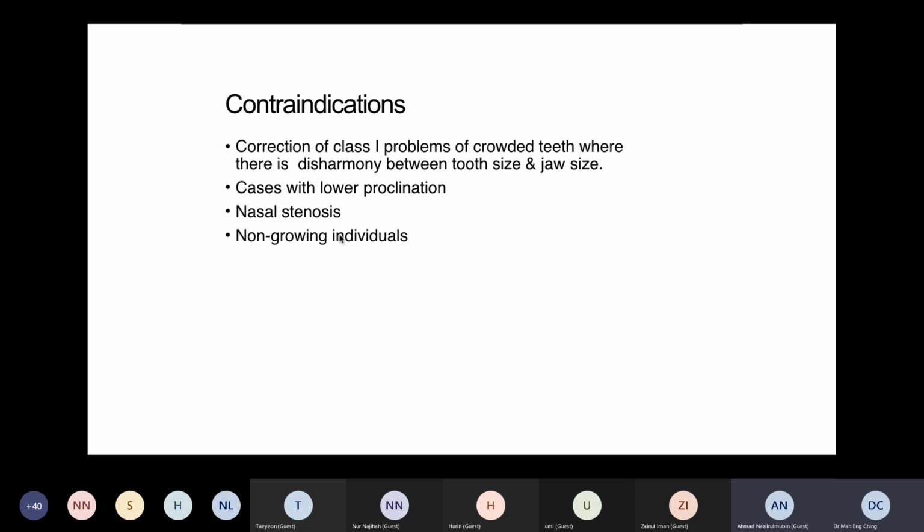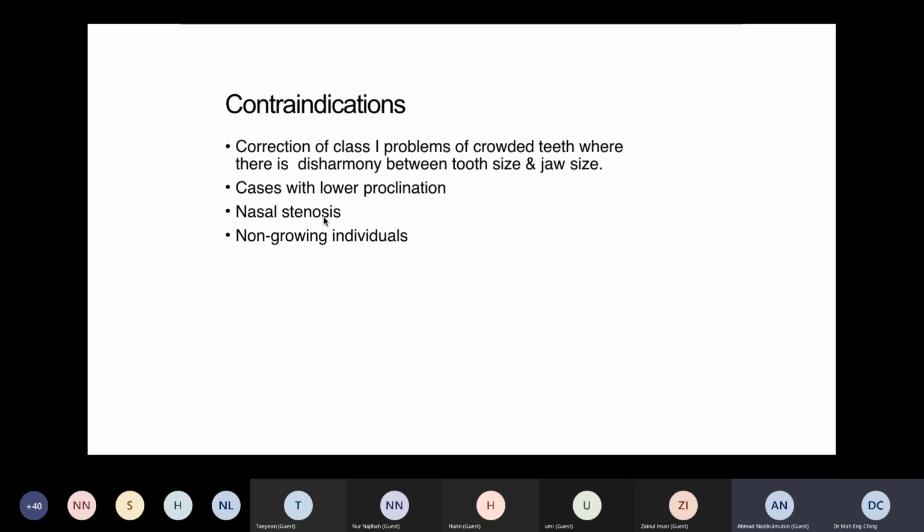So nasal stenosis, where the patient usually has nose blockage, this kind of patient is not suitable. Because imagine, if you put this activator in the mouth, the patient has to close the lips. So if the nose is blocked, then the patient cannot breathe. The patient will die. So with nasal stenosis, it is best to refer to the ENT surgeon to deal with the nasal problem first before we start this myofunctional.